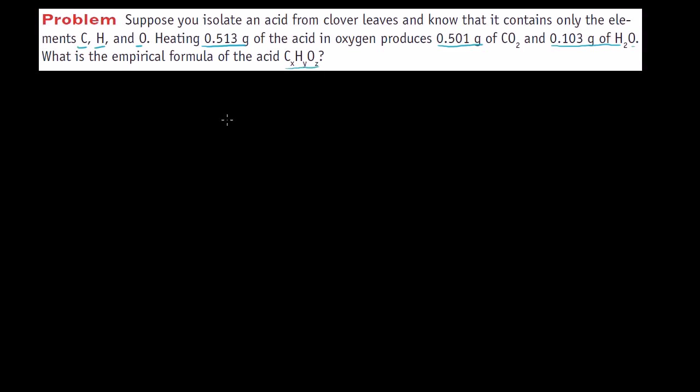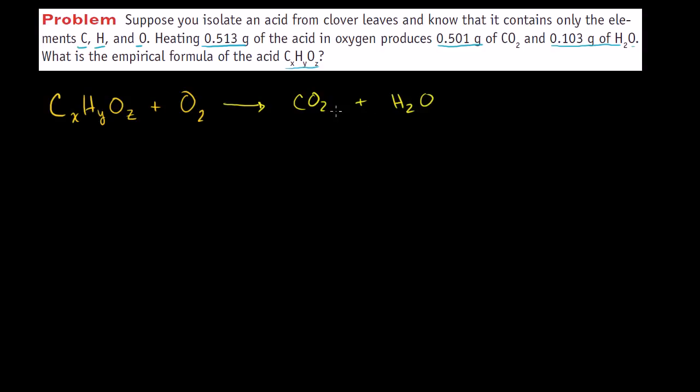So let's just write the equation here. And once again, you can't balance this equation because we don't know how many carbons or hydrogens or oxygens we have in the acid. But let's just write it down in general terms. So we have the acid. It has X carbons, Y hydrogens, and Z oxygens. And we're going to heat it in the presence of an abundance of oxygen. And when we do that, the problem tells us that this produces some carbon dioxide and some water.